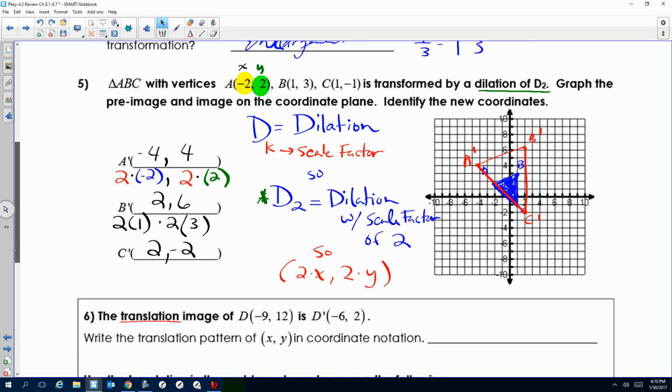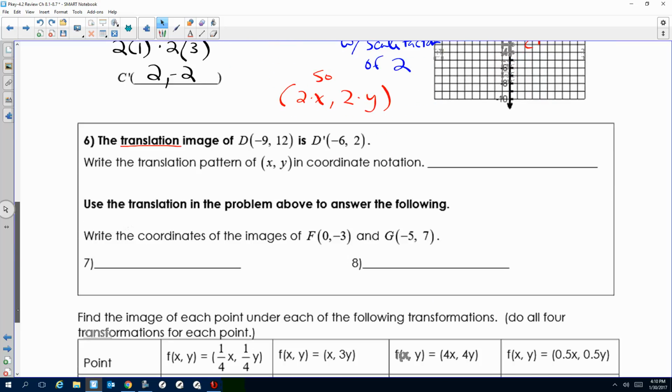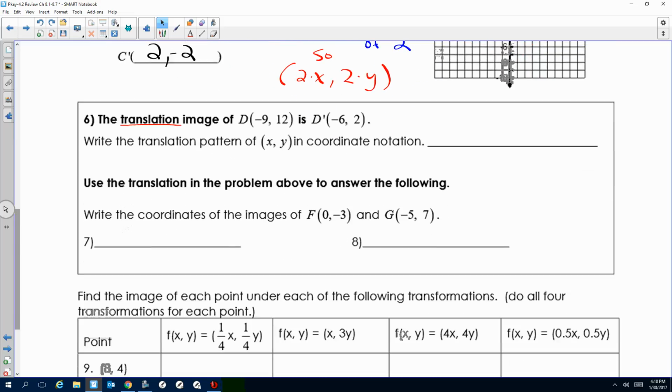So there's a dilation with scale factor 2. Here we have a translation. Translation means we're going to have to add capital T's for translation. This is vector component form, but basically we're doing some type of addition to the x's and some type of addition to the y's. So this is write the translation pattern.